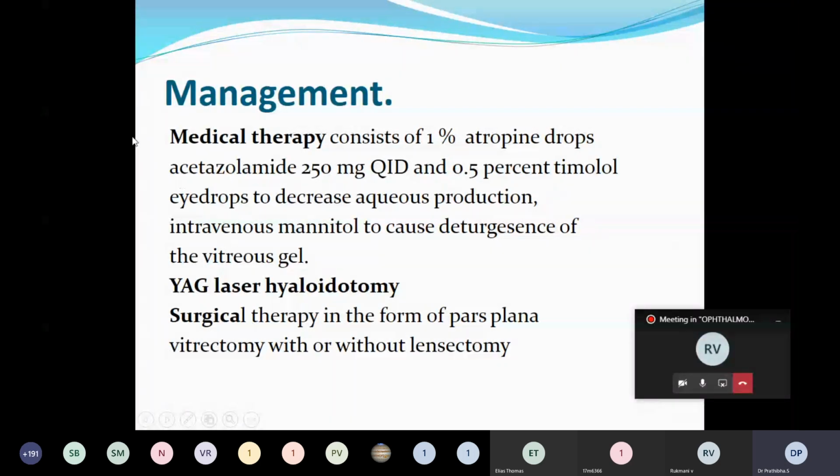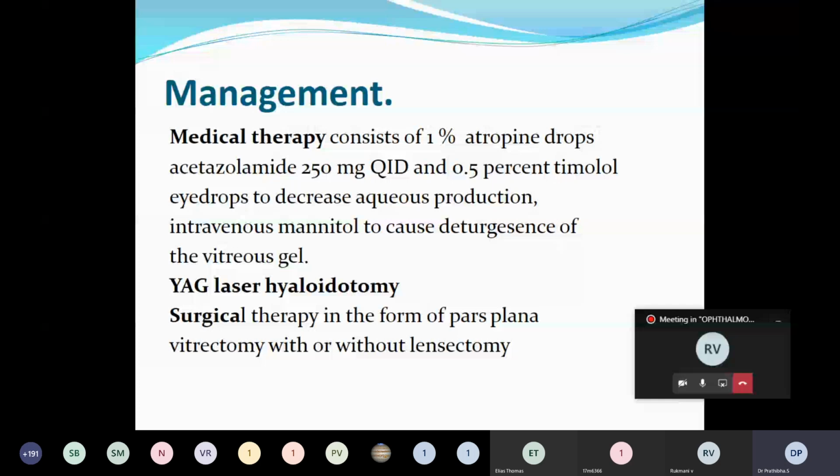If it doesn't respond to all medical therapy and YAG laser, then the final resort is surgery. That means we clear off all the vitreous by doing a pars plana vitrectomy, with or without lensectomy, which is the treatment of choice. So moving on to the next type of secondary glaucoma, that is glaucoma caused due to uveitis.